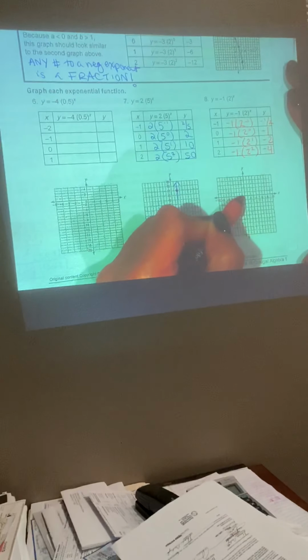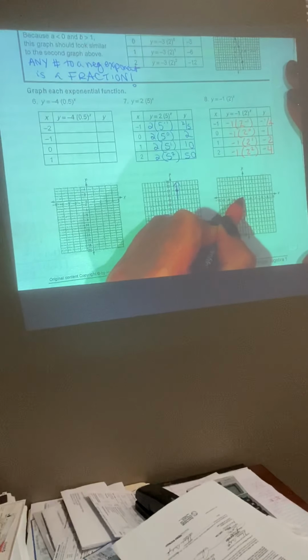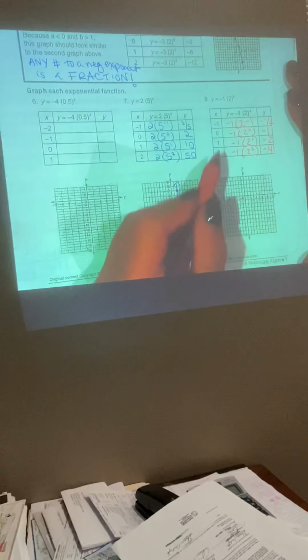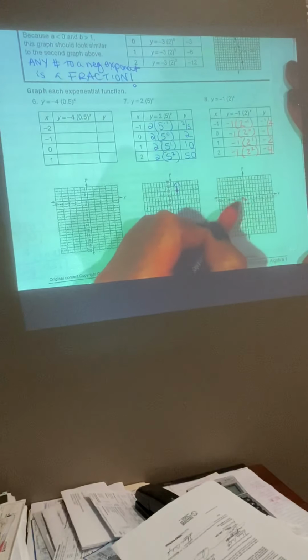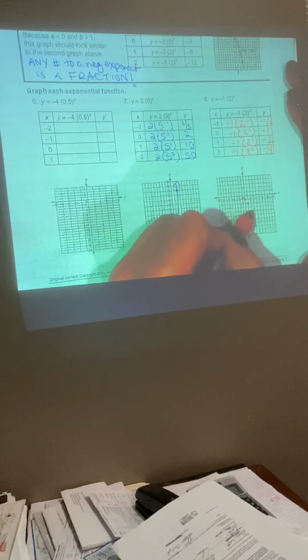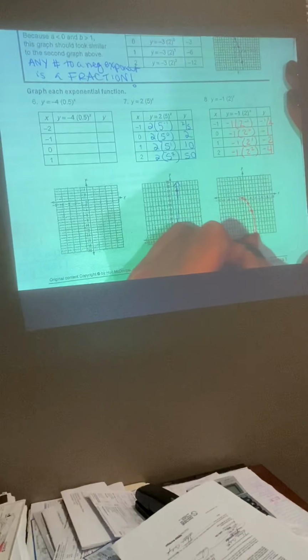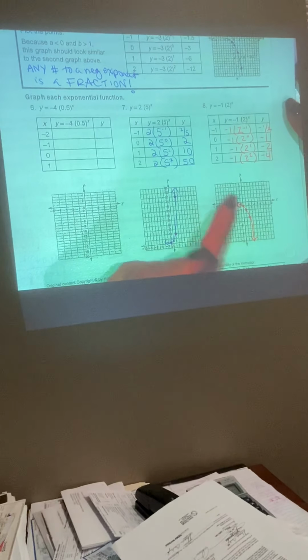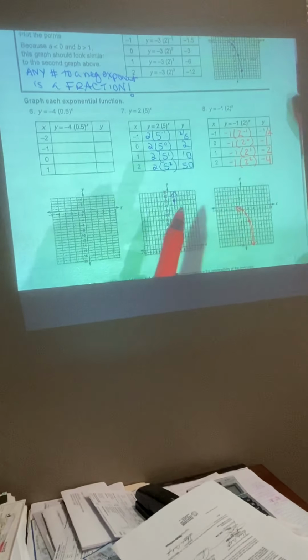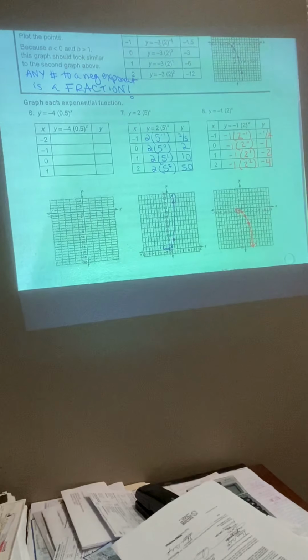So -1, -1/2. Right there. 0, -1. 1, -2. And 2, -4. Again, you can see the smooth curve. If your line goes into, let's say, this quadrant, that means I went into 3 quadrants. I can only go into 2 quadrants. And there we have 9.2.